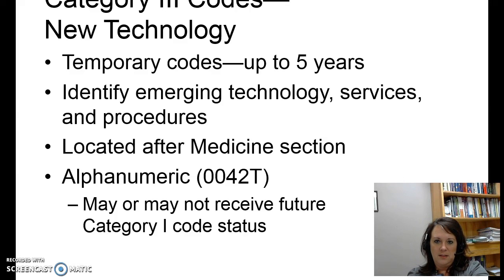And they look funny, like 0042T. They have an alphabetic character on there. So anything new that comes out that we're doing at our facility, there may be a code in this section for it. Instead of using that 99 unlisted code, you might be able to find something in here. We're not going to deal a lot with that in class.